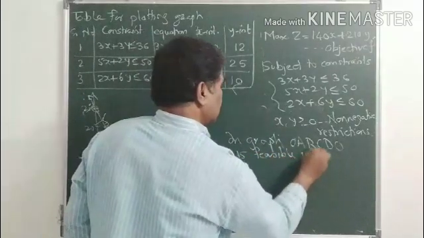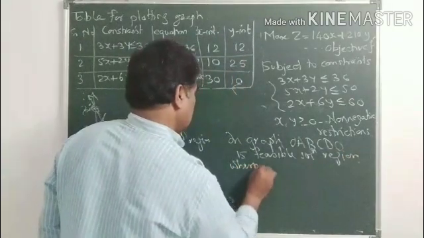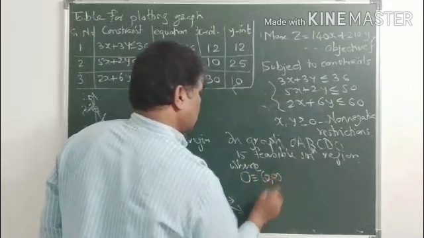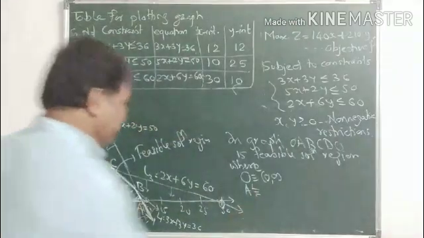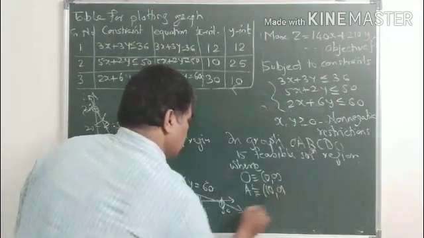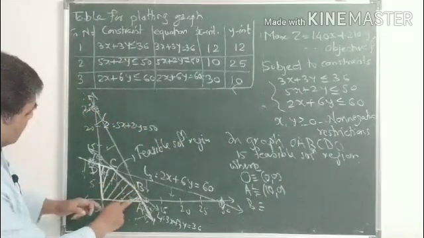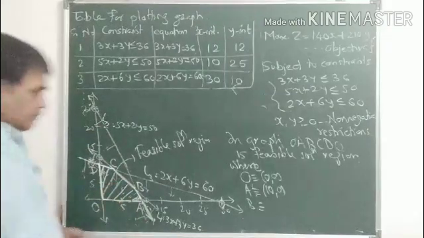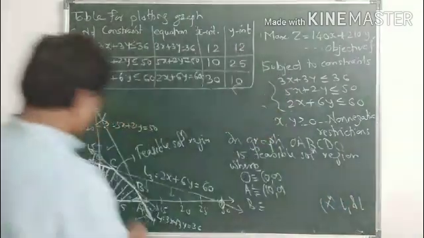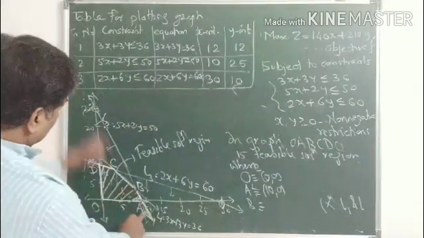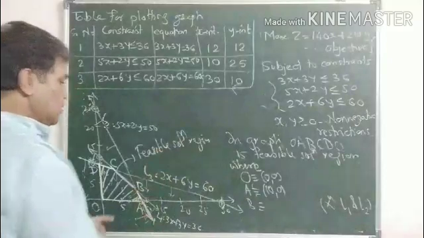Feasible solution region, where O is 0, 0. A lies only on the x-axis, so its coordinates are 10, 0. B is the intersection point of L2 and L1. This is your L2, this is L1. So we have to solve those two equations.